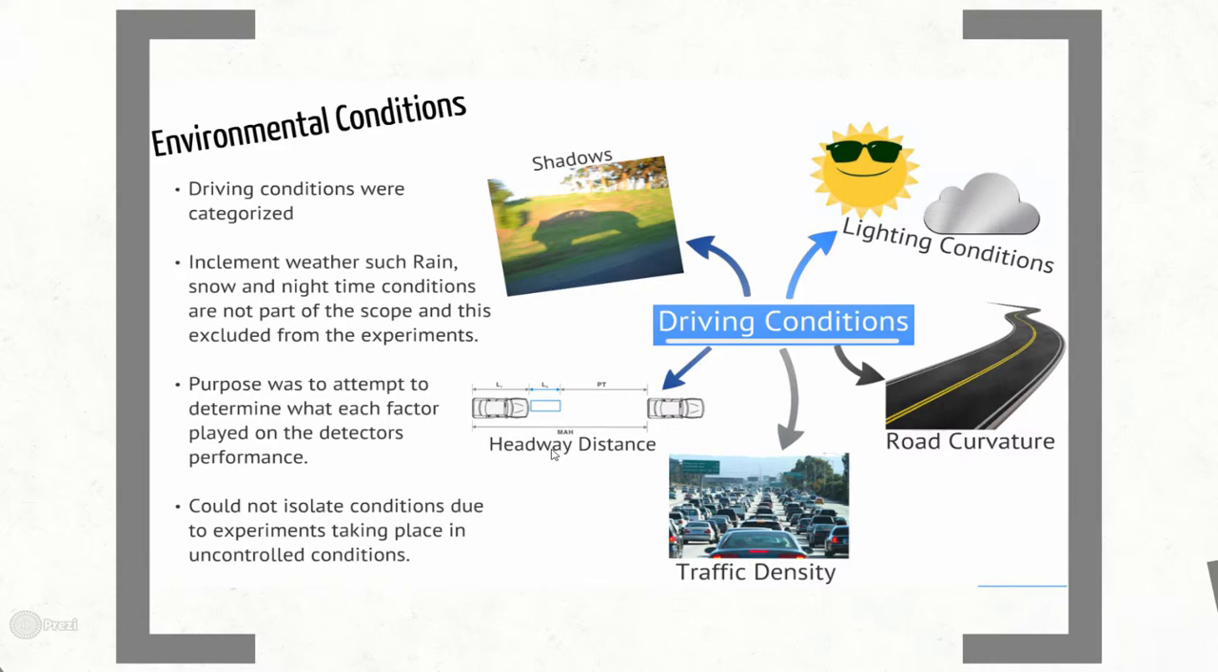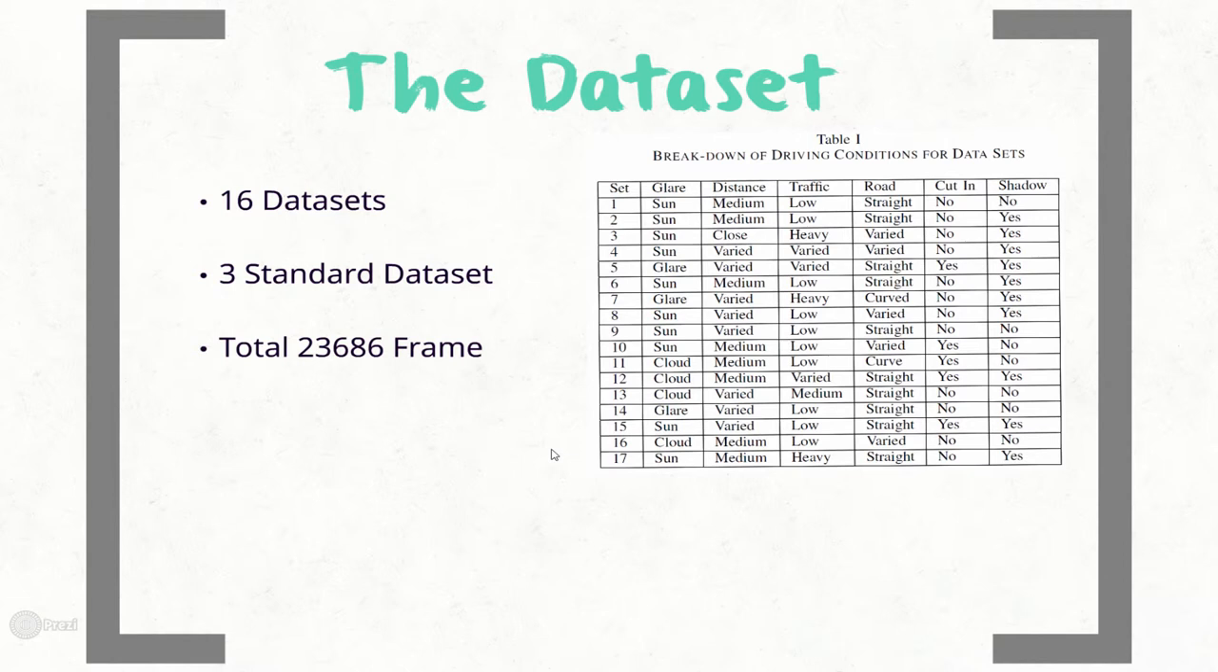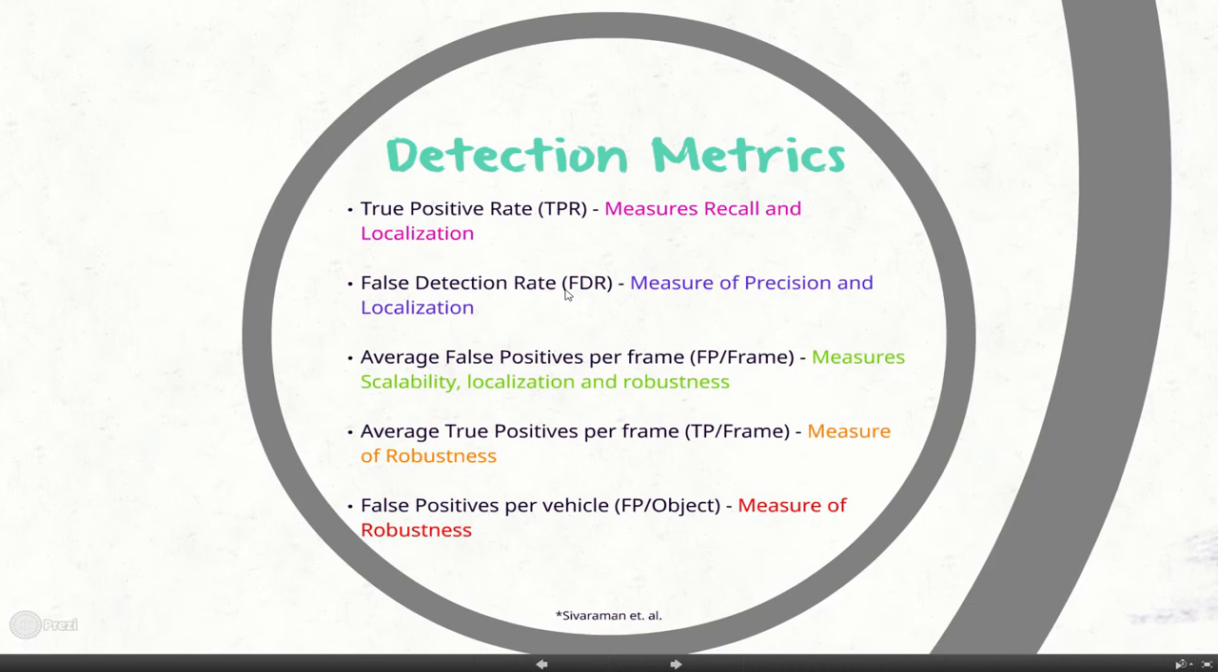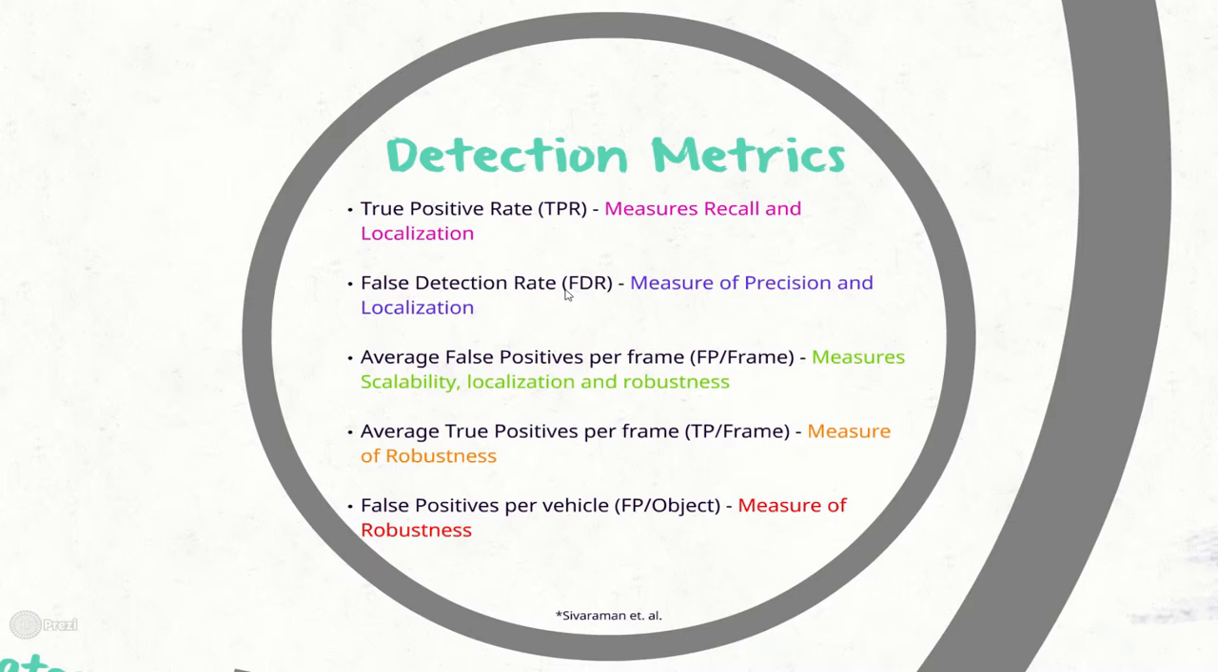Based on that, we created 16 datasets with 3 standard datasets, which totals over 23,000 frames. Over here in Table 1, you can see the composition of those datasets. And then we have a set of detection metrics. These detection metrics were created by Sivaraman et al., and all these metrics and equations can be found in my conference paper. So we have true positive rate, which is the measure of recall and localization, and false detection rate, which is the measure of precision and localization. And then we have average false positives per frame, average true positives per frame, and false positives per frame, each of which can measure scalability, localization, and robustness.